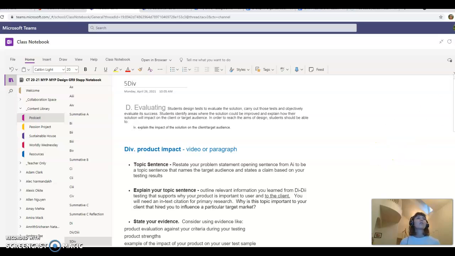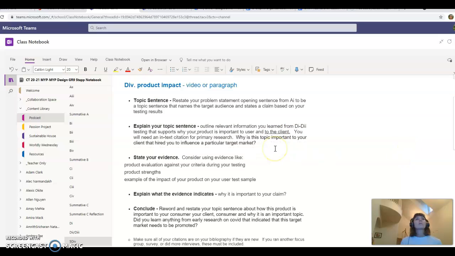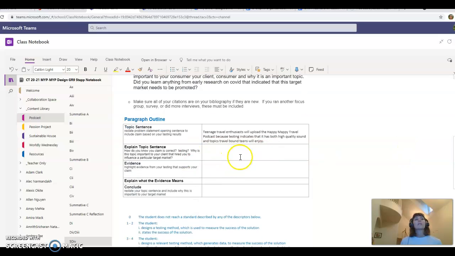What I've designed for you is a paragraph, and this can be oral. I have created an outline for you, and you can just drop things into the outline. So if you do it orally, you don't have to write the paragraph, or if you're like me and you would rather write the paragraph, you can do that as well. First, let's go over what is going to be in the paragraph, and then we'll look at this outline below.